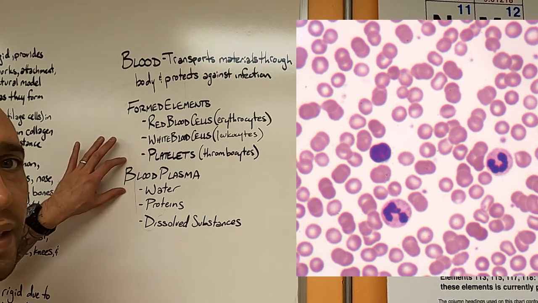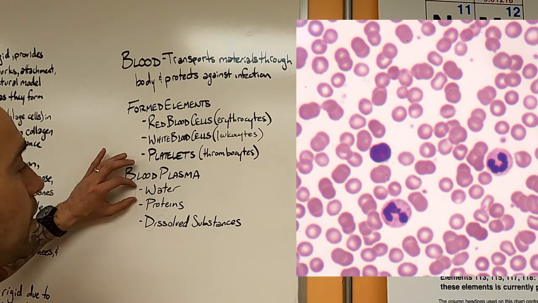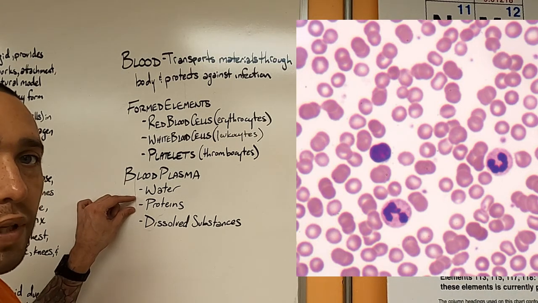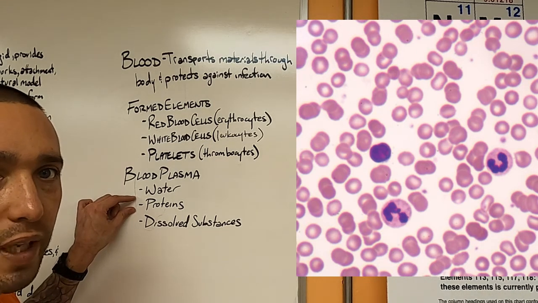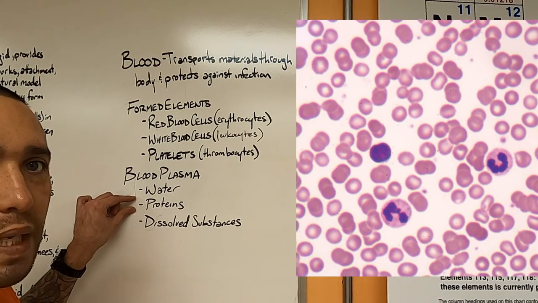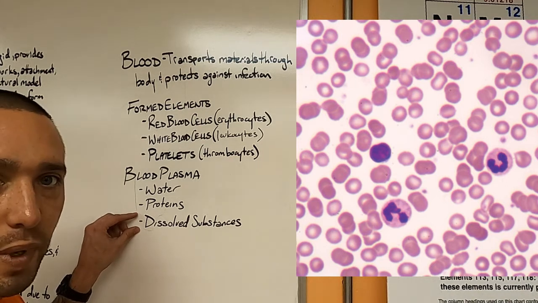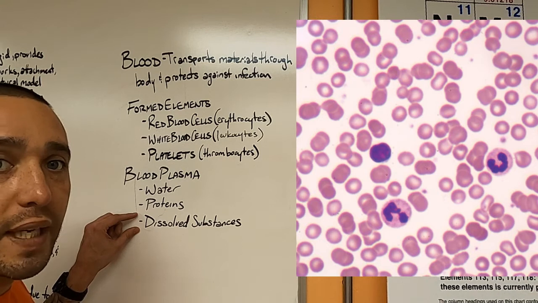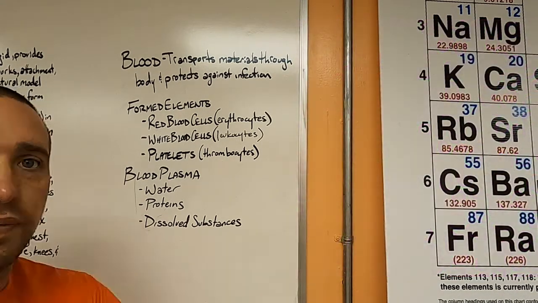Blood plasma is what the cells float around in, and it's mostly water, but then there are dissolved proteins that serve different functions, like blood clotting proteins that help to stop breaks in blood vessels. There's also albumin, a type of protein that helps keep the blood pressure up. Then there are also dissolved substances, whether they're salts, nutrients that you've ingested, or waste products that need to be eliminated.